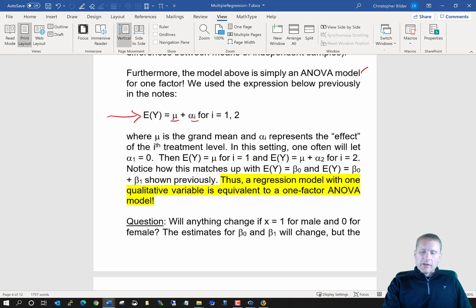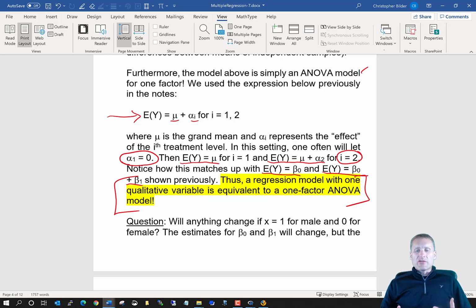Well, in this particular setting, if you remember, we let alpha 1 be equal to 0. And so what that means is that for level 1, the expected value of y is equal to mu. The expected value of y is equal to mu plus alpha 2 for factor level 2. Notice how that's basically exactly the same as our regression model that we were looking at for males and females. Just we have a mu and an alpha versus a beta 0, beta 1. But it's the same.